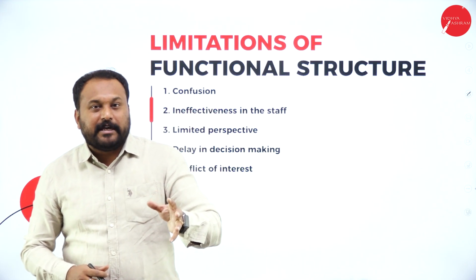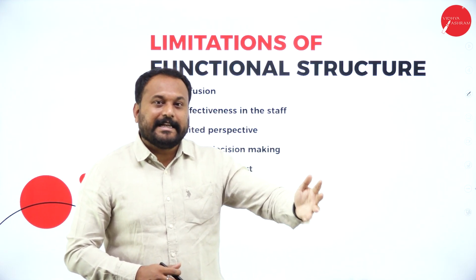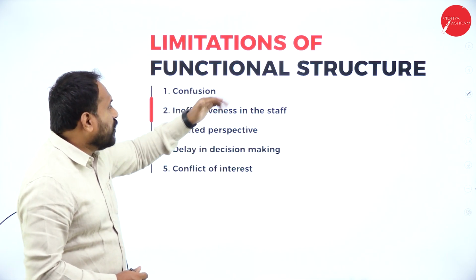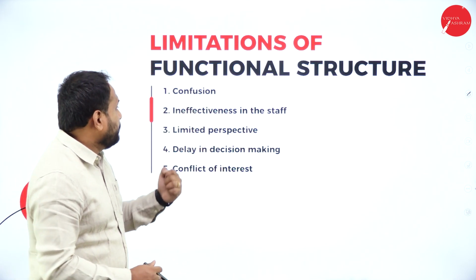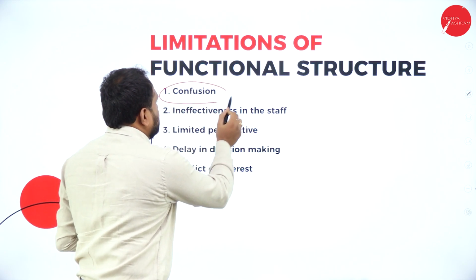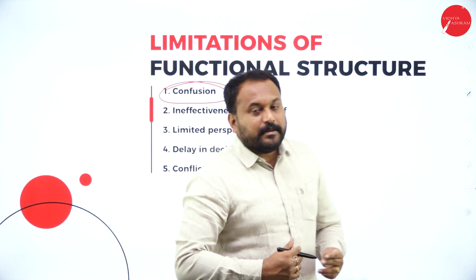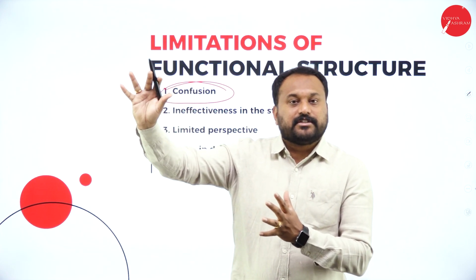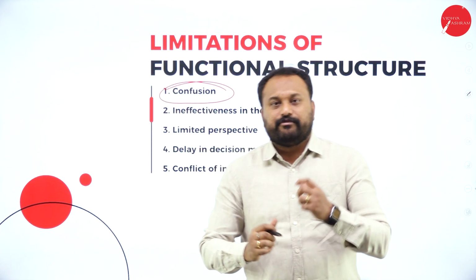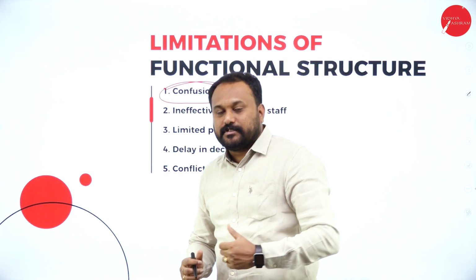See, everything should be like this, right? If there is a boon, there is a bane. So when we go with these limitations, the first is confusion. Now you may ask me a question, sir. You said the merits we have specialization, but now here we have confusion. Why exactly do we have confusions?